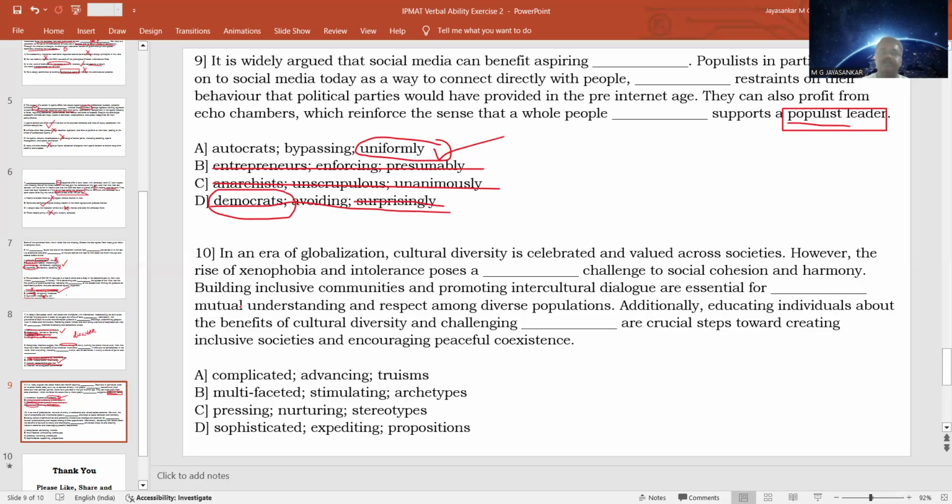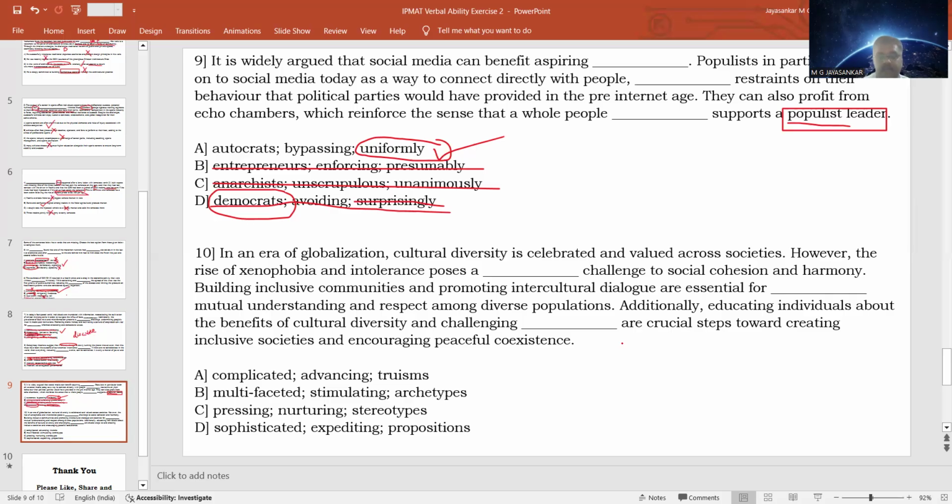Even though in this globalized era cultural diversity is valued, there is an increasing sense of intolerance that is challenging the social harmony. So, in order to develop inclusive societies, you have to build inclusive communities and promote intercultural dialogue. Only then will mutual understanding and respect among diverse populations happen, and educating individuals about the benefits of cultural diversity and challenging stereotypes are crucial. So there is a rising sense of xenophobia and intolerance in the society.